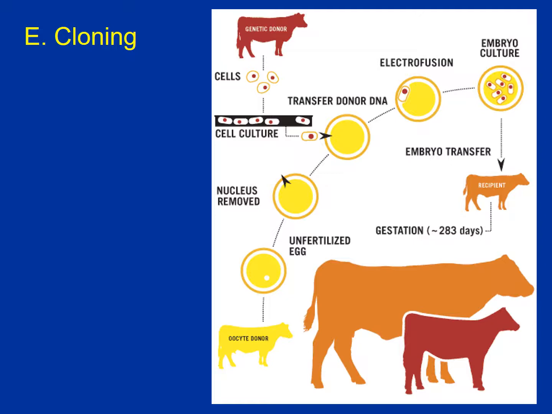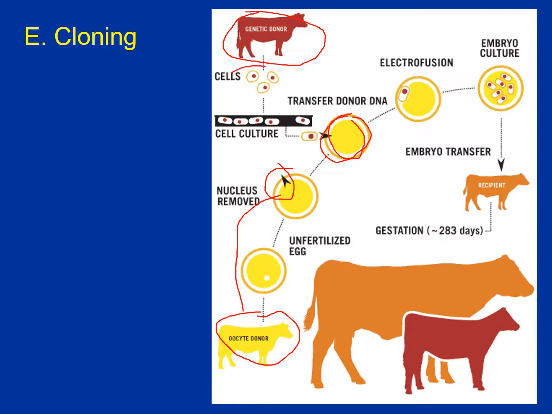Cloning is not nearly as common as embryo transfer, but a certain level of cloning is done on very elite animals. So first we need an empty egg. So we've got a donor here that's going to donate an egg, and we take the nucleus out, so we get an empty egg. And here we have the genetic donor, a very elite animal. And this is illustrating cattle, but dogs have been cloned, and sheep have been cloned, pigs have been cloned.